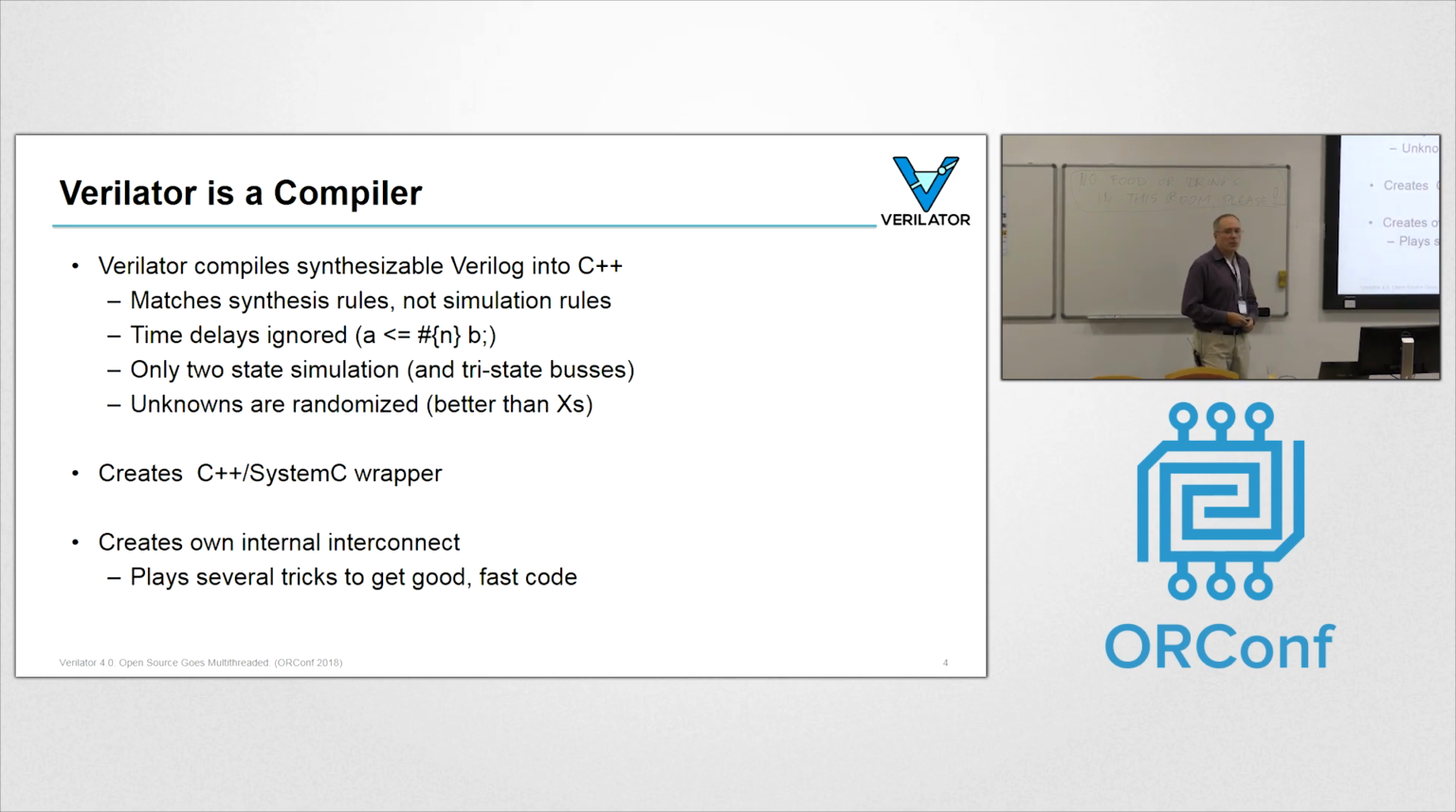It'll create a C++ or System C wrapper. You can then instantiate it in your own C++ classes. And if you're doing something really fancy, like let's say you're doing a video driver, you could then have your C++ code take that frame buffer and actually put it on your screen, for example. That has a lot of interesting applications that in a regular simulator you'd have to hook up in all sorts of really ugly ways through sockets or horrible things. And again, it's creating its own internal interconnect.